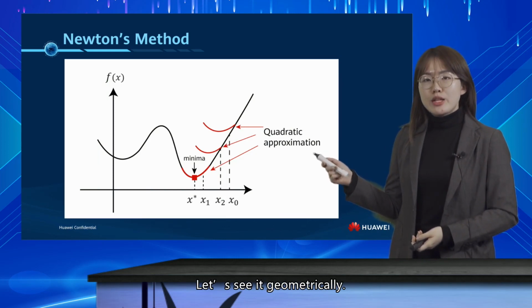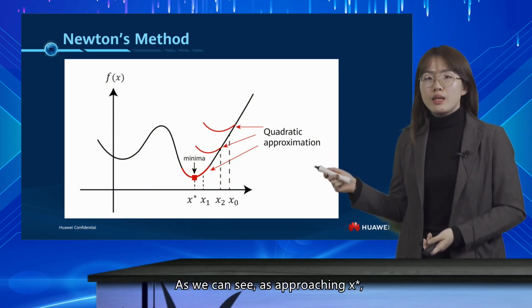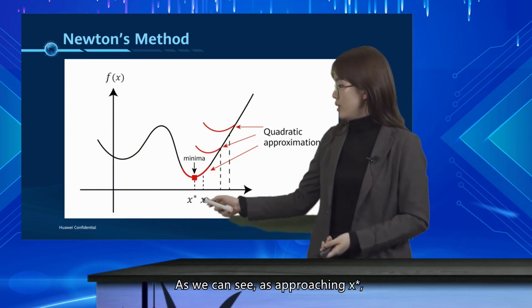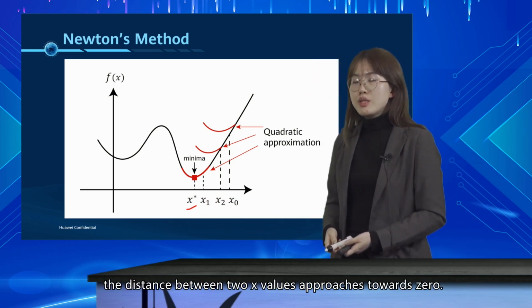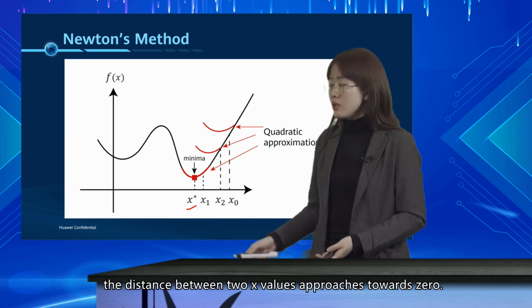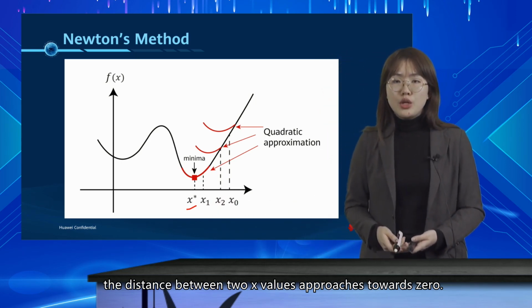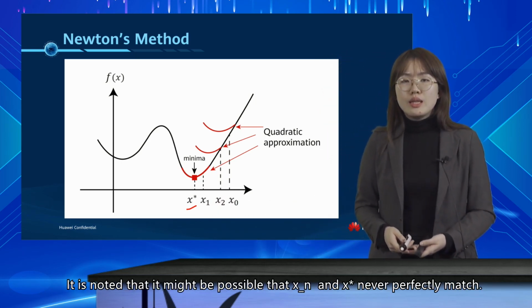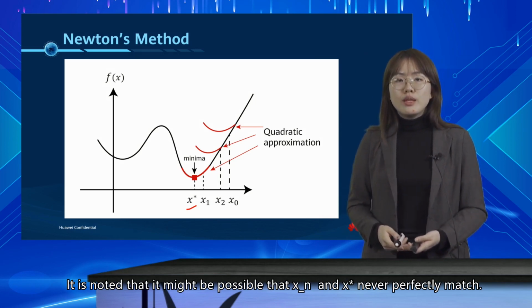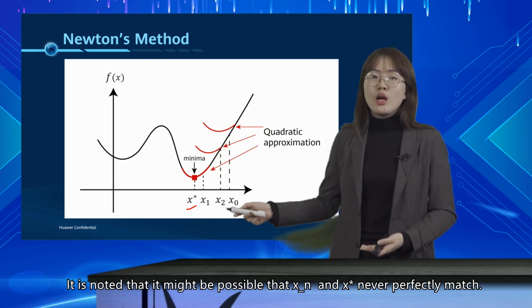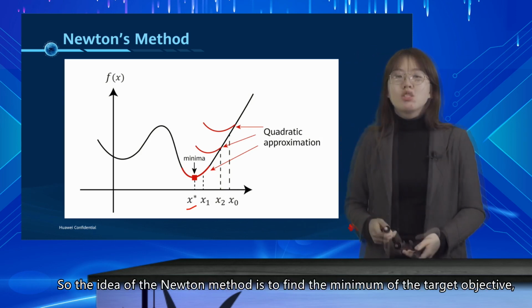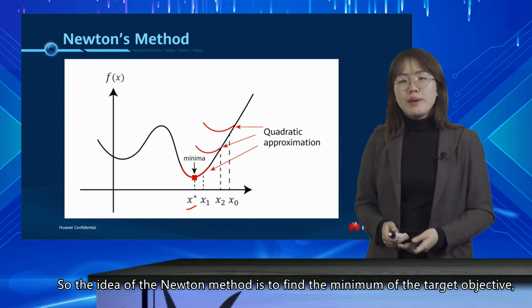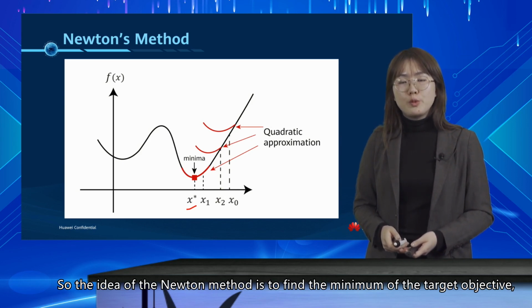Let's see it geometrically. As we can see, as approaching the x star, the distance between the two x values approaches 0. It is noted that it might be possible that xm and x star never perfectly match. So the idea of the Newton method is to find the minimum of the target objective.